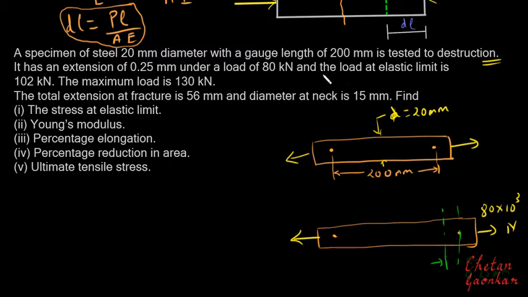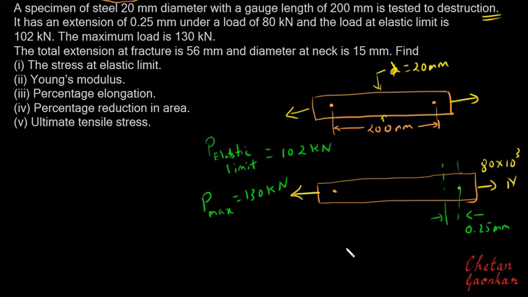We are also given that the load at elastic limit is 102 kilonewton. But it was said that it is tested for destruction, so the maximum load applied is 130 kilonewton. This is the load at destruction, so P maximum or P destruction is 130 kilonewton. We need to find the stress and all these quantities. It is also given that the total extension at fracture is 56 mm, that is, when this gets fractured.